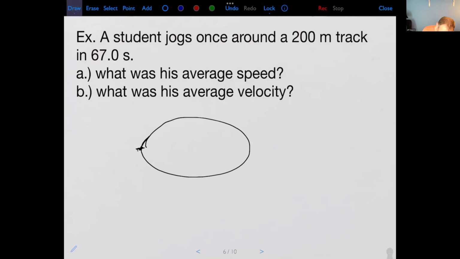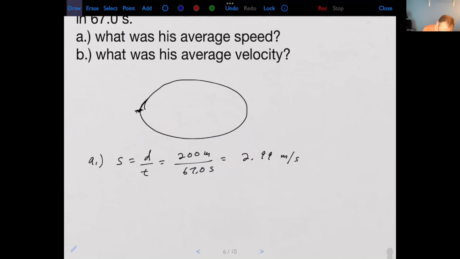Okay, so if I want to find the average speed, well, average speed is simply the distance traveled divided by the elapsed time. So in this case, the distance traveled is the total distance around this track, which is 200 meters, divided by the elapsed time, which is 67.0 seconds. So if I divide this out, it looks like it's going to be 2.99 meters per second. So that would be the average speed, right? Just about 3 meters per second running around this track. But what about the average velocity?